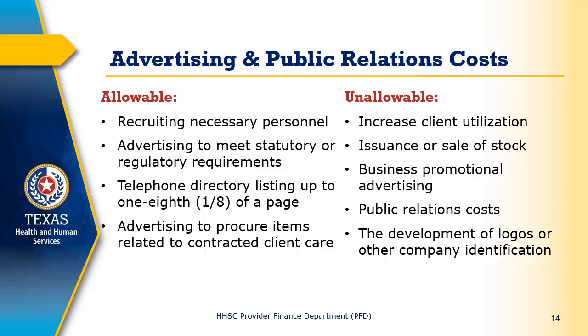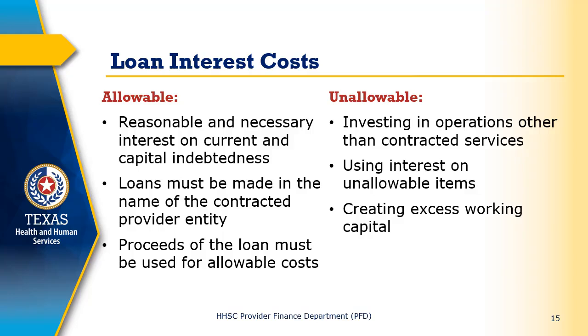into the unallowable category. Loan interest costs that can be considered allowable include reasonable and necessary interest on both current and capital indebtedness incurred by the contracted provider entity. It is essential that loans are made in the name of the contracted provider entity to ensure compliance with financial regulations and guidelines. The proceeds of the loan must be used exclusively for allowable costs to maintain eligibility for funding and avoid potential penalties. Investments made in operations that are not part of the contracted services may not be accepted, as they do not align with allowable use of loan proceeds.